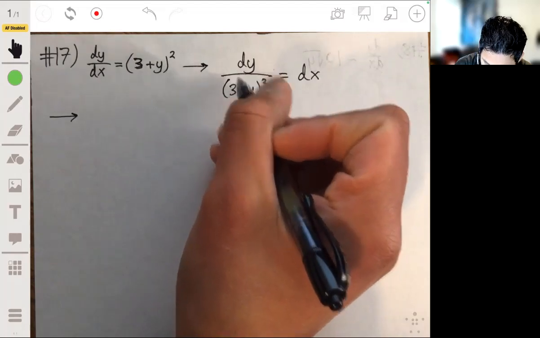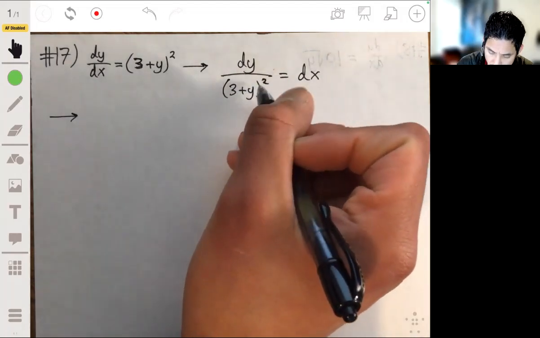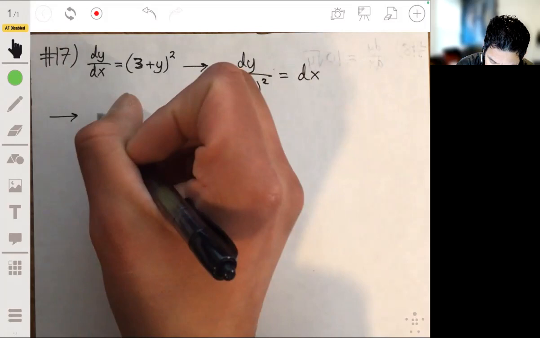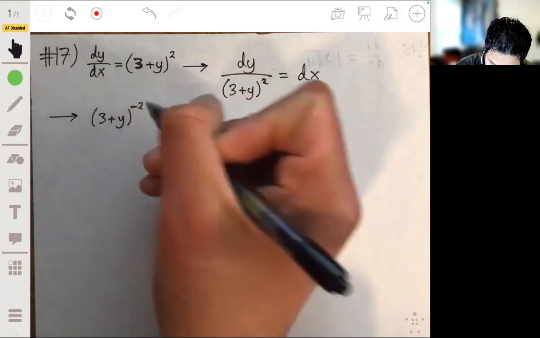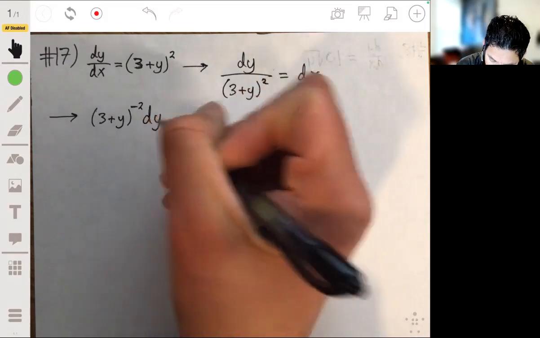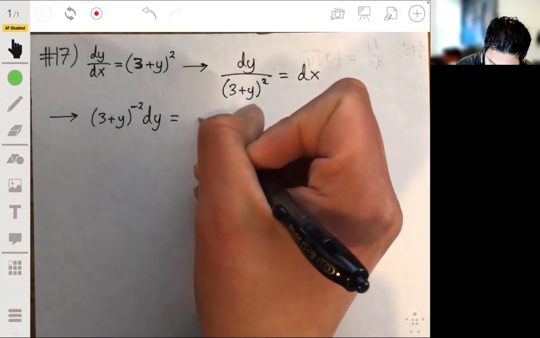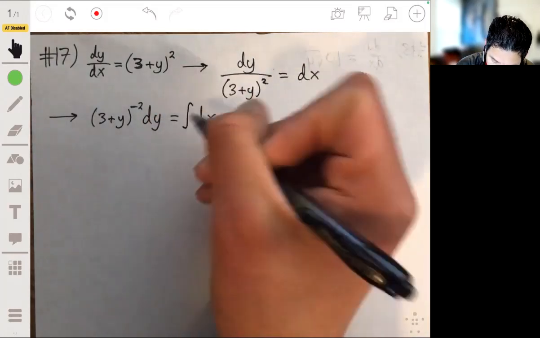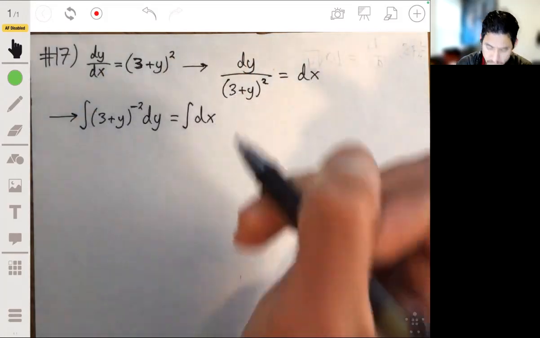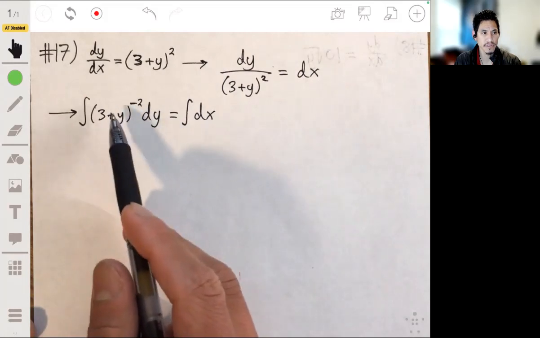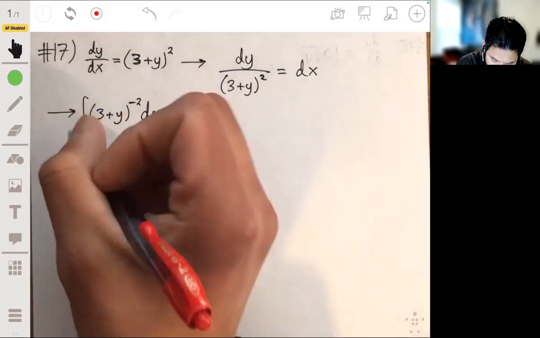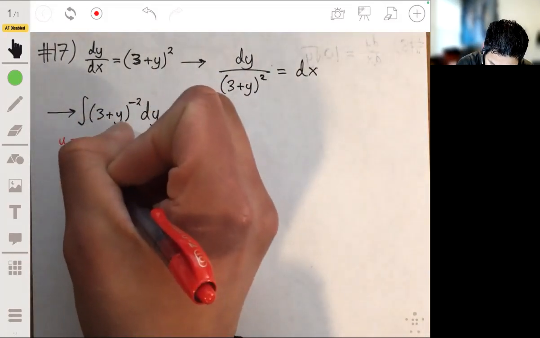And let's rewrite this as, remember, this is the same as 1 over 3 plus y squared, or 3 plus y to the negative 2 dy, and that'll be equal to dx. So let's go ahead, let's throw in our integral symbols. Now to integrate this, we're going to use u substitution. We're going to make u equal to 3 plus y.